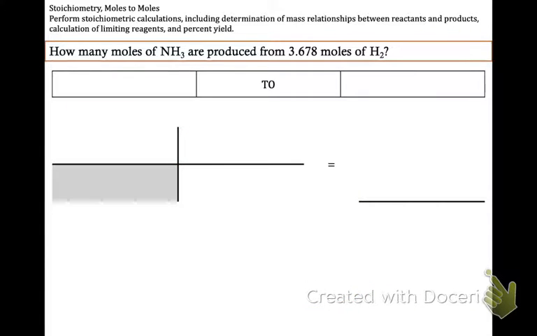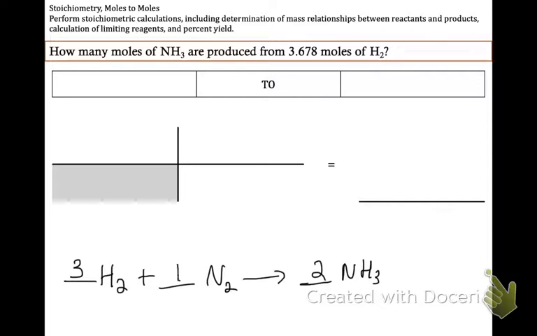Let's look at another calculation. How many moles of NH3 are produced from 3.678 moles of hydrogen? Let's get our balanced equation for this. Hydrogen plus nitrogen yields NH3. So you should get 3, 1, 2 for your balanced equation. Let's write down our given, which is 3.678 moles of hydrogen. And I'm asking you to find moles of NH3.